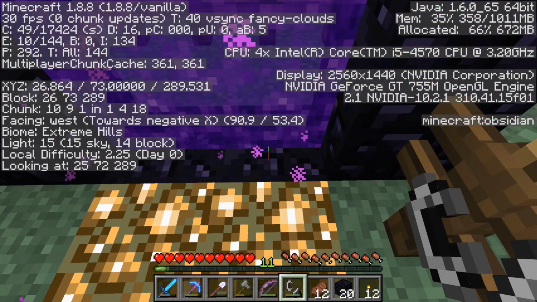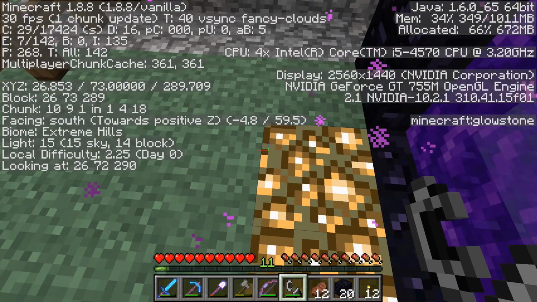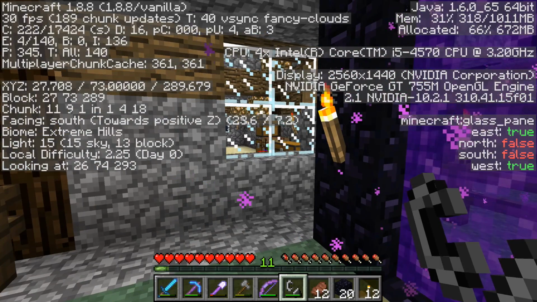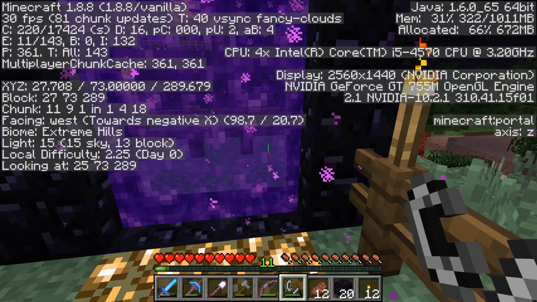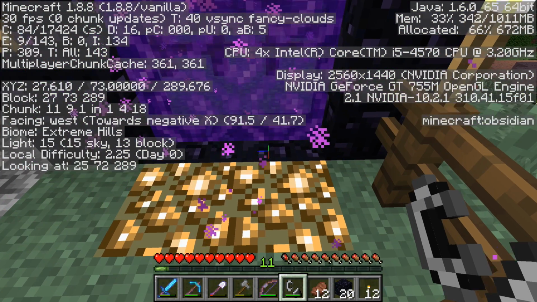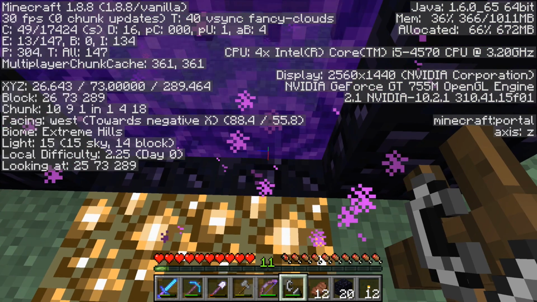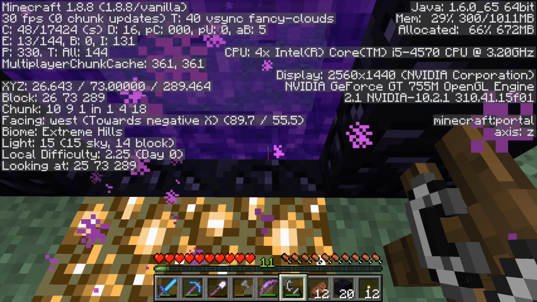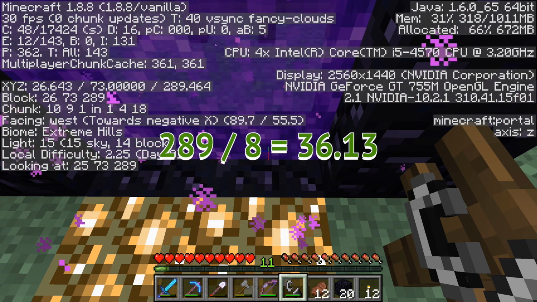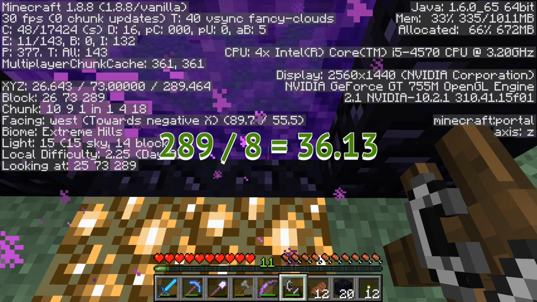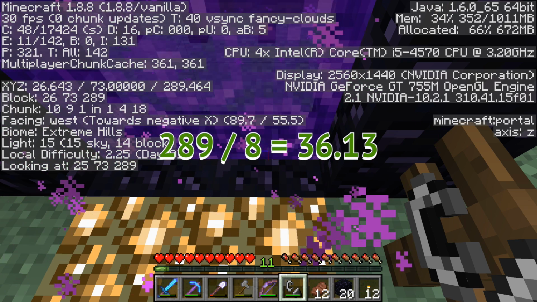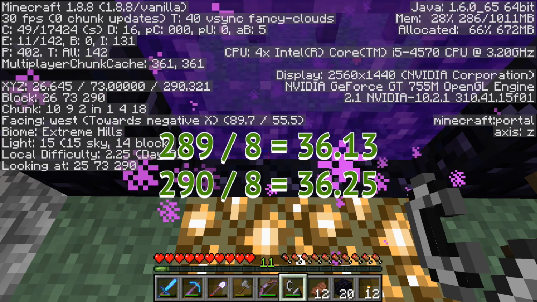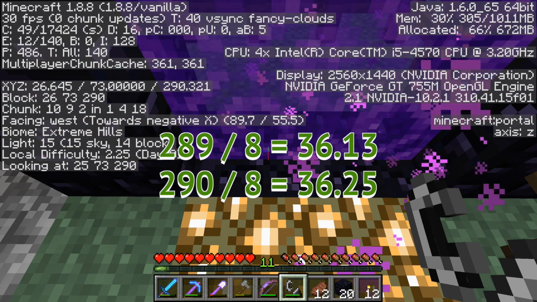Your portal may have 2 z coordinates or it may have 2 x coordinates. It just depends on which way your portal's oriented. And that doesn't matter. Just make sure you build the portal in the correct direction no matter what, and you'll be good to go. So dividing those 2 numbers, 289 and 290, by 8: when we divide 289 by 8, we get approximately 36.13. And there's a reason I do decimal points, and I'll show you that in a moment. And then when we divide 290 by 8, we get 36.25.